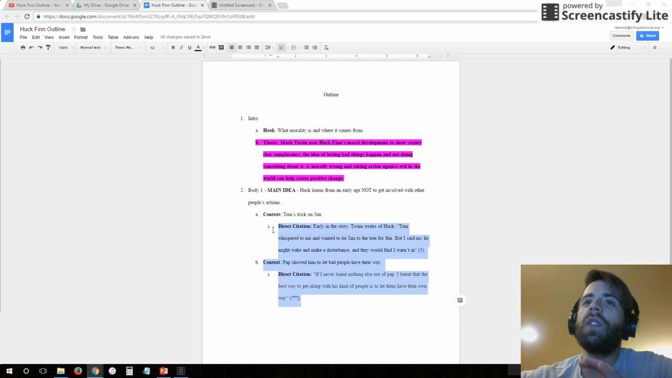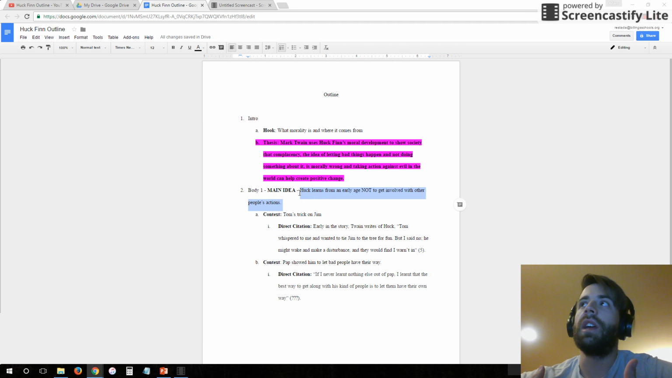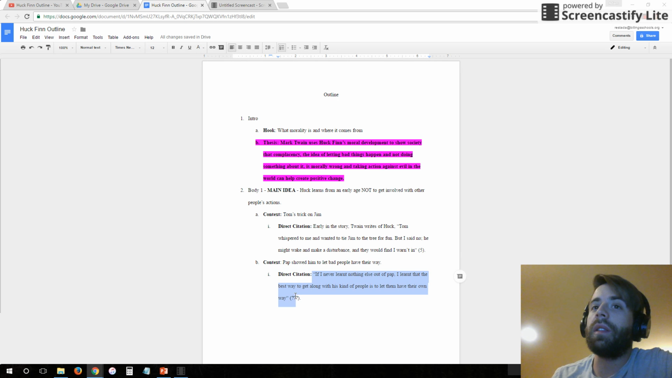But basically, once we have our idea for a paragraph, in this case, my idea is I want to highlight that Huck learned from an early age not to get involved with other people's affairs. And then the two pieces of evidence, and you don't really need more than one, but I thought there were two great examples of this. So I picked out Tom's trick on Jim very early in the book, and then right when he meets the Duke and the King, Huck has that great quote that says, "If I never learned nothing else out of Pap, I learned that the best way to get along with people is to let them have their own way." And boom, that quotation right there ties right back into my thesis of what he learned.